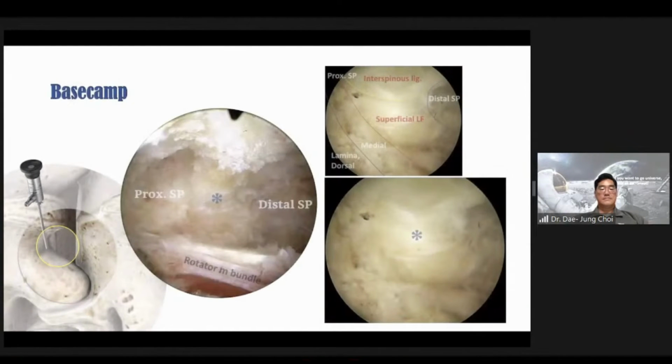In the standard base camp view in BESS, we can see 4 main structures as reference anatomy: the proximal spinous process and distal spinous process, the interspinous ligament between them, and the rotatory muscle bundle attaching to the dorsal surface of the lamina.